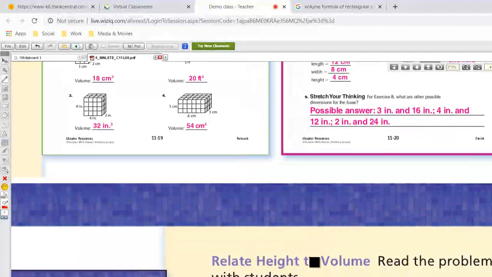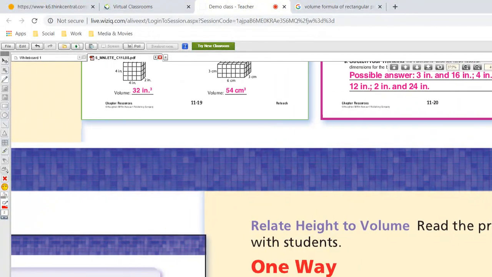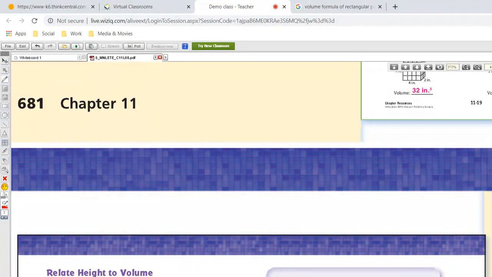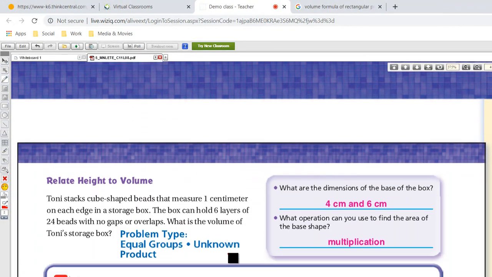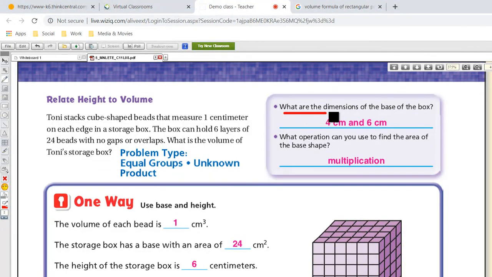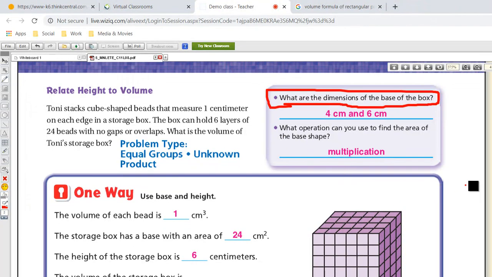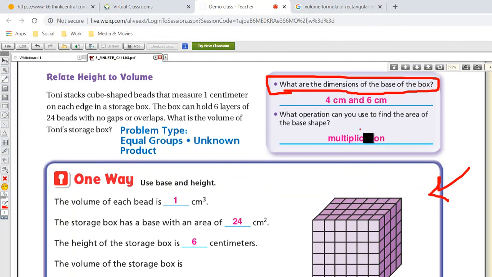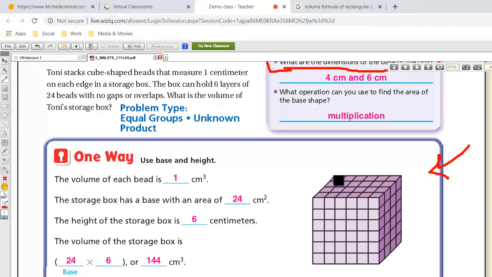So firstly, you have to count how many cubic units are in one layer, and then multiply by the number of layers of the rectangular prism. Okay, firstly, what are the dimensions of the base of the box? So we have this box, and we want to get the dimensions of the base.